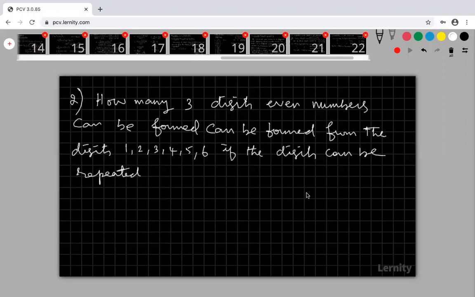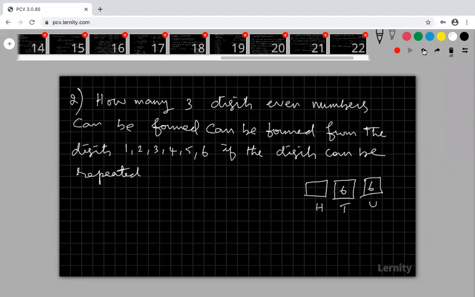Okay, 3-digit number. Look at that. This is my 3-digit number. This is my unit place. This is my tens place. This is my hundreds place. Digits may be repeated. Suppose I'm taking 6 here in my unit place, I can put my 6 in the tens place also, I can put my 6 in the hundreds place also. So therefore my number is 666. This is my 3-digit number.